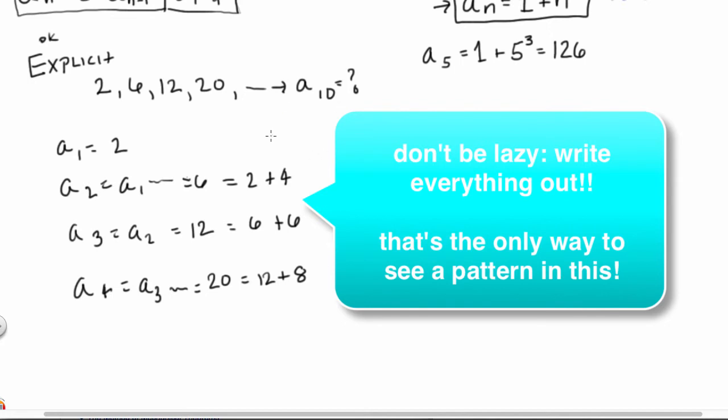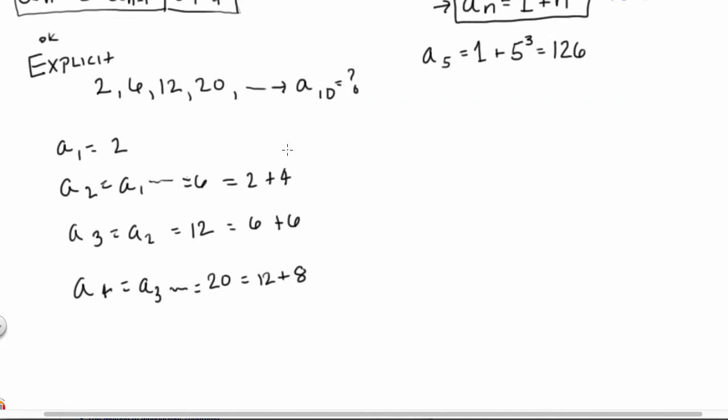Okay, so far we tried this and we're seeing, okay, well 2 plus 4, 6 plus 6, 12 plus 8. Do we see a pattern? No. Okay, well let's go ahead and see if we can do a shift. Can that help us find something? Okay, well let's go ahead and see.